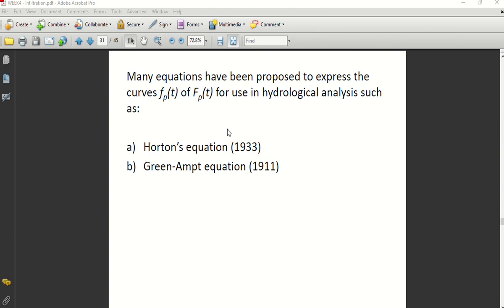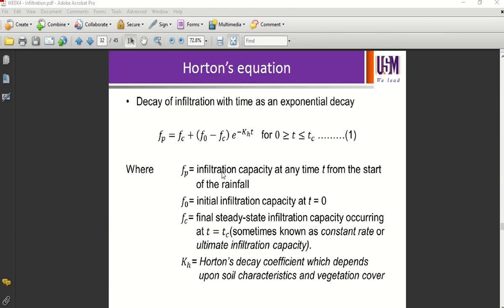So what is Horton's equation? This is the equation where you can find infiltration capacity by using all this data. You need to have your f0, which is the initial infiltration capacity at time 0, and then you need to find the fc, which is the final steady state infiltration capacity. You can find this from the data that you got from your infiltrometer. Then you also need Horton's decay coefficient, which depends on the soil characteristic and the vegetation cover.